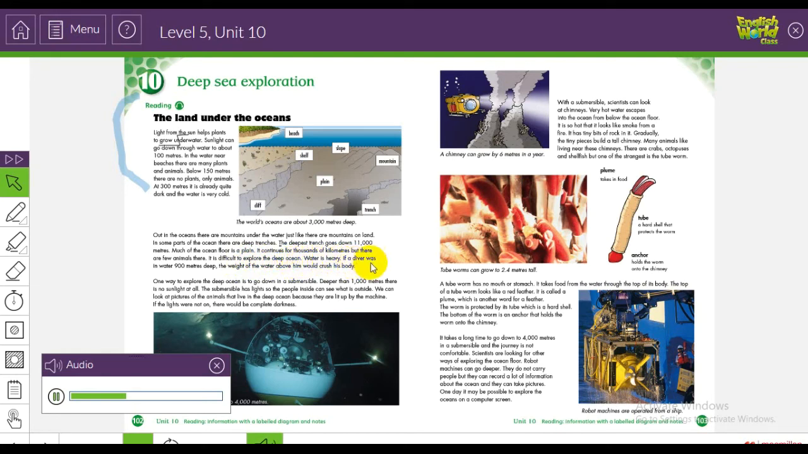Water is heavy. If a diver was in water 900 meters deep, the weight of the water above him would crush his body. One way to explore the deep ocean is to go down in a submersible. Deeper than 1,000 meters, there is no sunlight at all. The submersible has lights so the people inside can see what is outside. We can look at pictures of the animals that live in the deep ocean because they are lit up by the machine. If the lights were not on, there would be complete darkness.